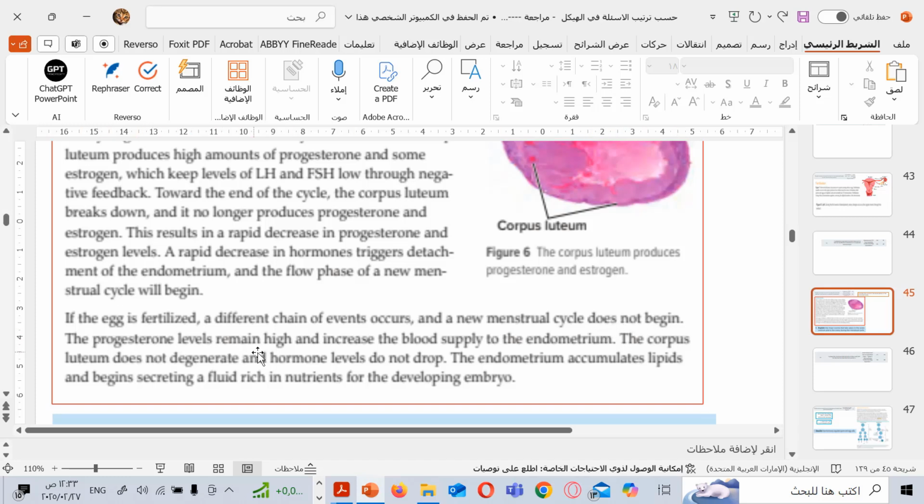The progesterone level remains high, and the blood supply to the endometrium increases. The corpus luteum does not degenerate and the hormone levels don't drop. The endometrium accumulates lipids and begins secreting a fluid rich in nutrients for the developing embryo. Okay.